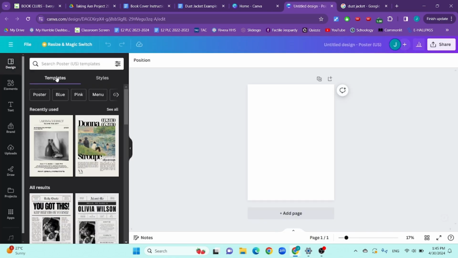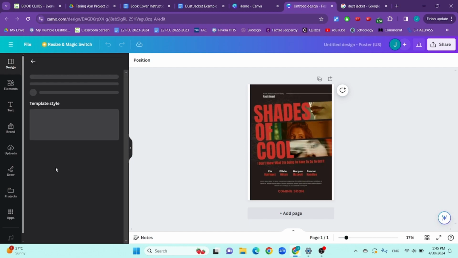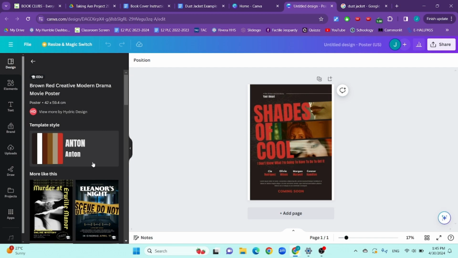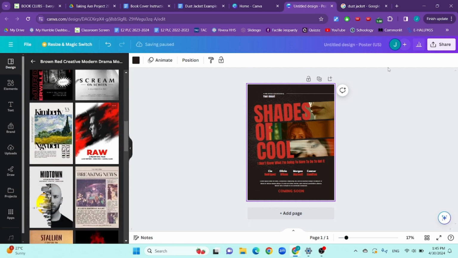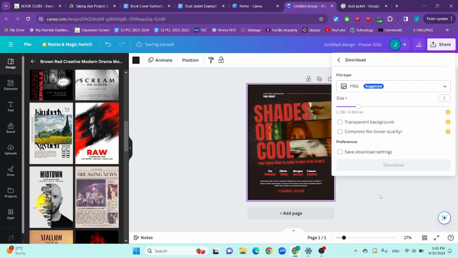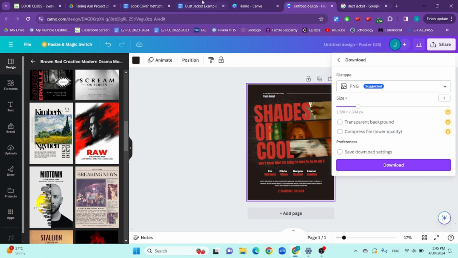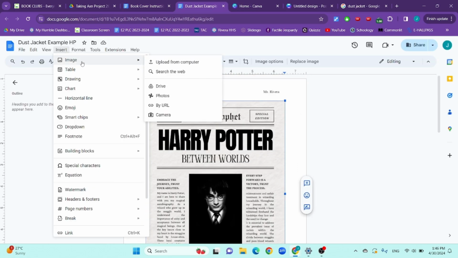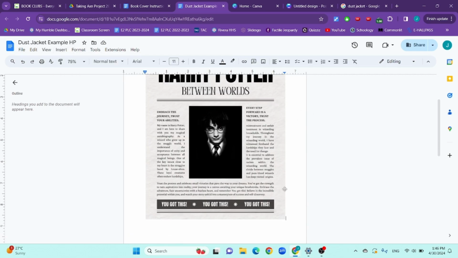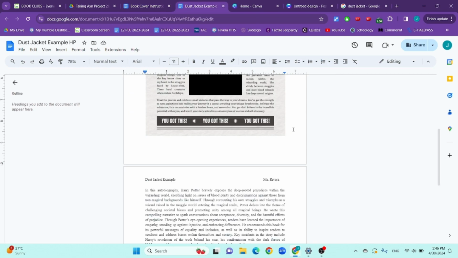You can look up different templates. These are just my recently used because I was looking for it, but there's a whole bunch of different templates. Look at this, you could do this and make it like, ooh, that's the book. Ooh, here's the book. You know what I mean? And just edit that. And then I hit share and downloaded it as a PNG, or you could download it as a JPG or a PNG. Then you go to your Google Doc and you put insert image and it should pop up. You should just be able to pop it in there. And then, okay, going on to the next part, writing that paragraph summary.